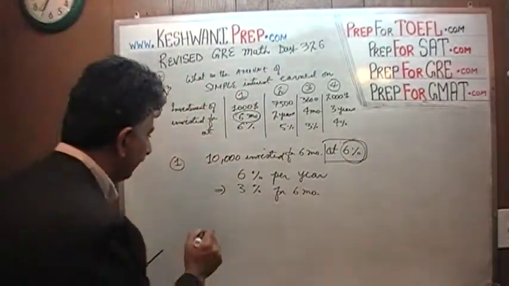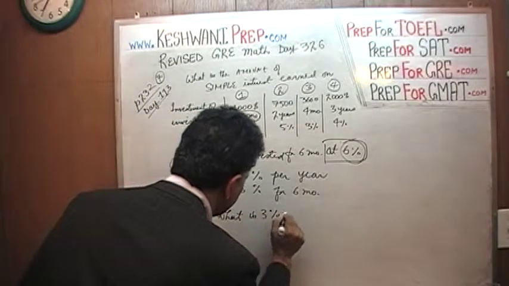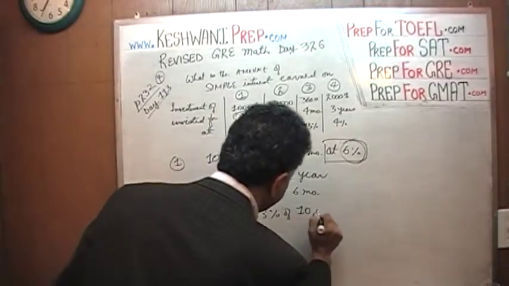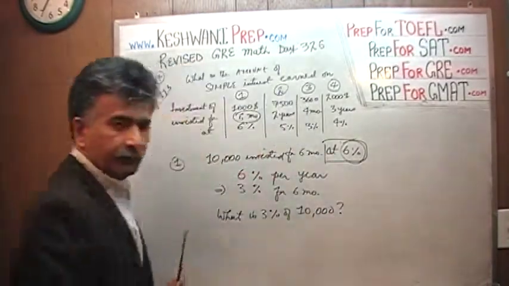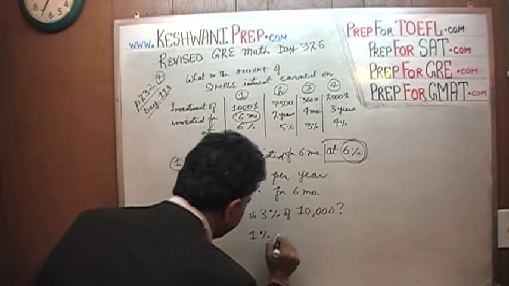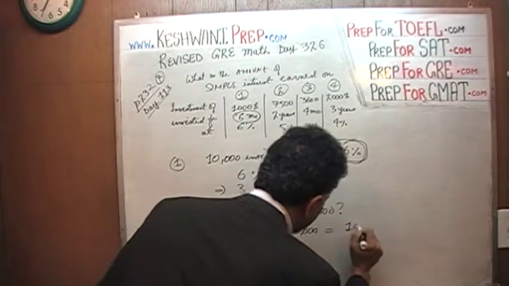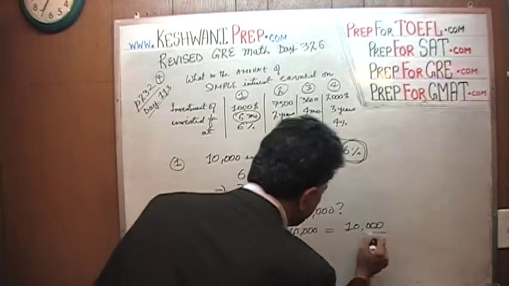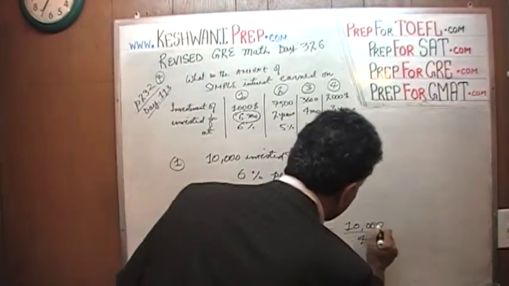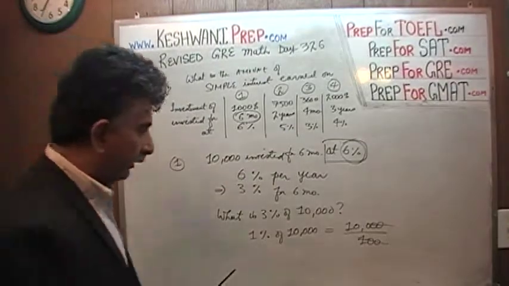Now the question simply is, what is 3% of our investment, which is $10,000? That's all. Well, that's very straightforward, very simple. We know 1% of 10,000. You take your 10,000 and you divide it by 100, that's going to give you 1%. In other words, we knock out the 2 zeros. So 1% of 10,000 is $100.